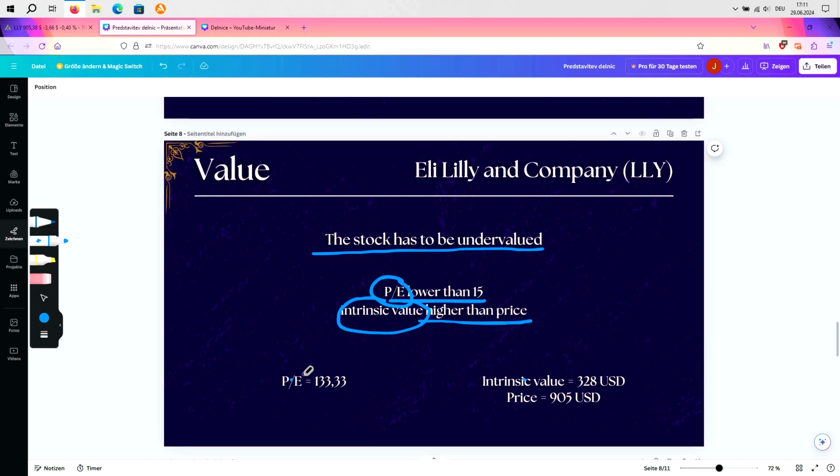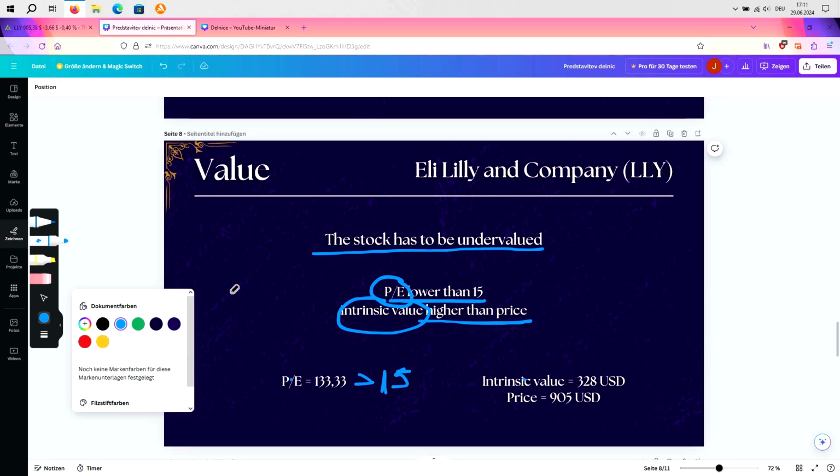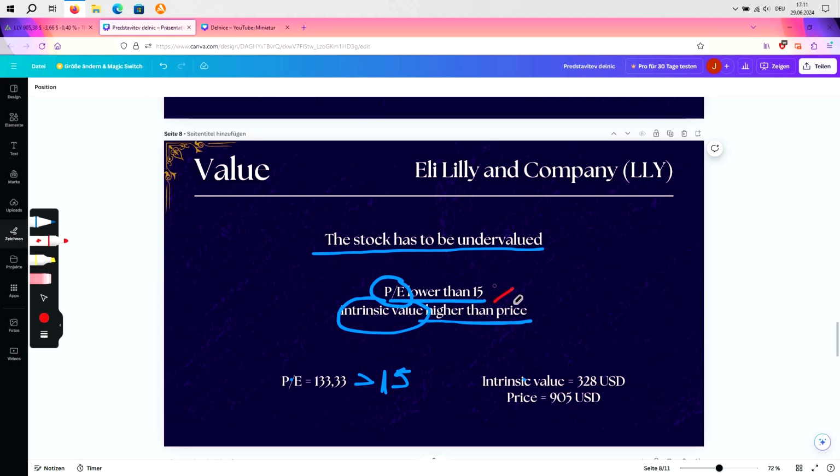Now P/E for this company is right now 133, which is way higher than the 15 we want to see. So in terms of the P/E, Eli Lilly is way overvalued.